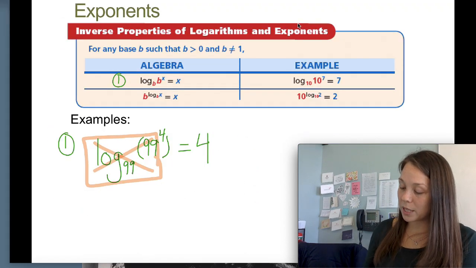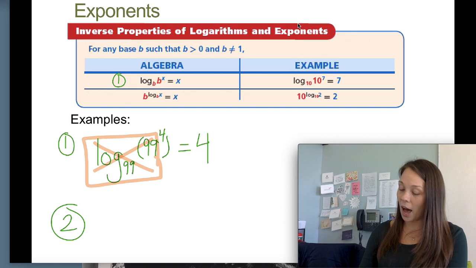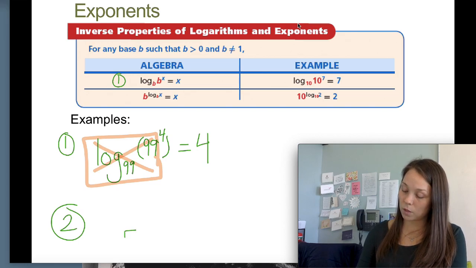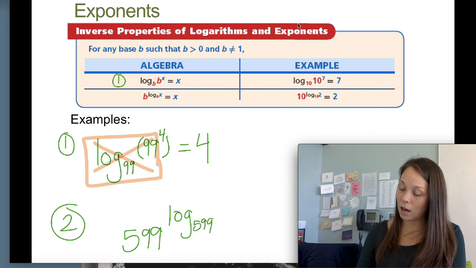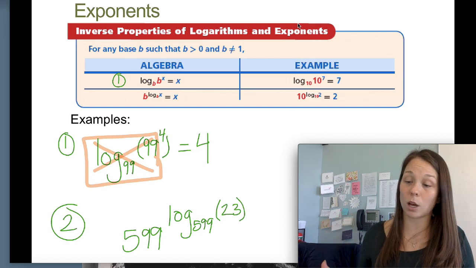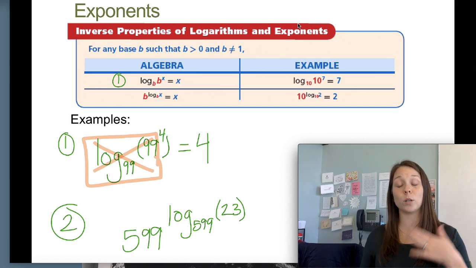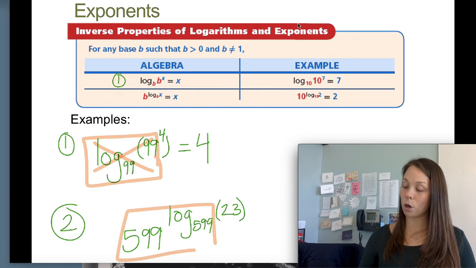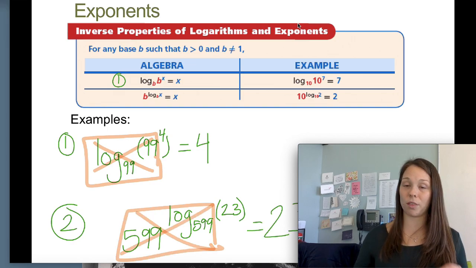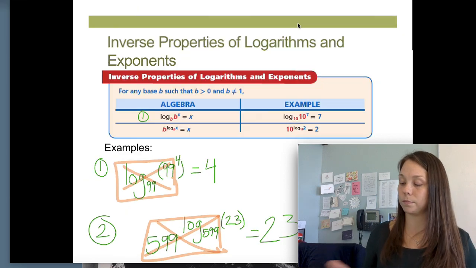Going through and showing you an example of that second property, if I have 599 to the power of log base 599 of 23, I'm making these numbers up as I go. Notice how the logarithm, which is an exponent, has the same base as the exponential equation, so those pieces undo one another's operations, just leaving me with the number 23.